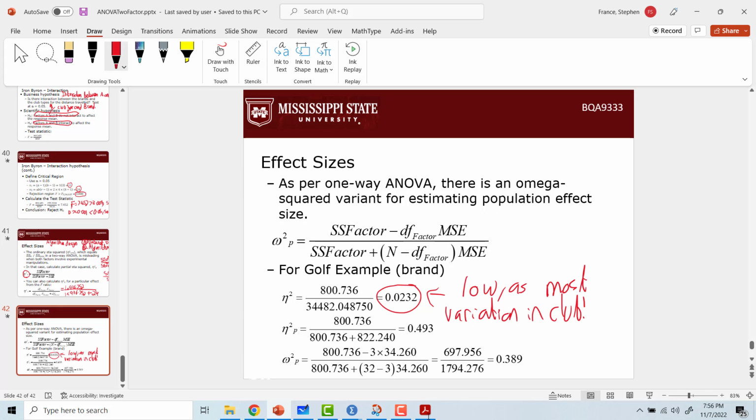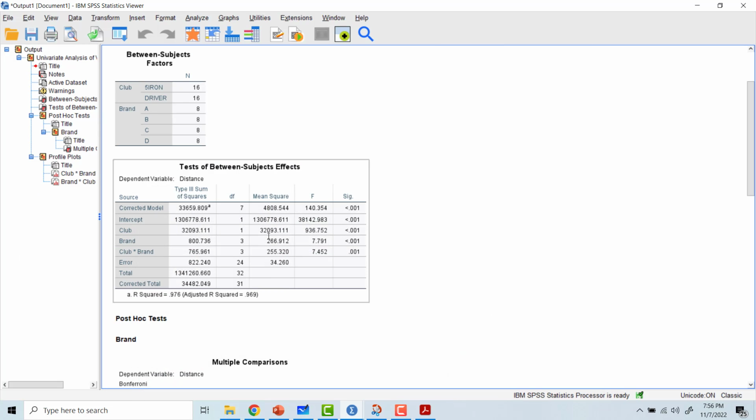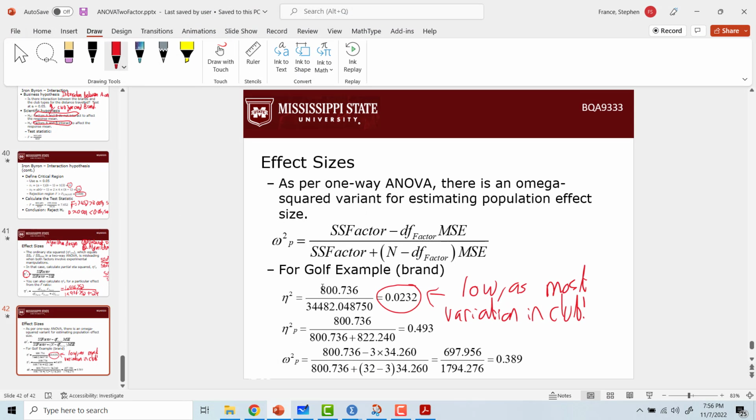But relative to the error, we have about the same variation as the error. You see the error has 822.2 and the brand has 800. So you can see that the error is much higher. So here's the omega squared. Again, very similar: we've got 800.736, 800.736.